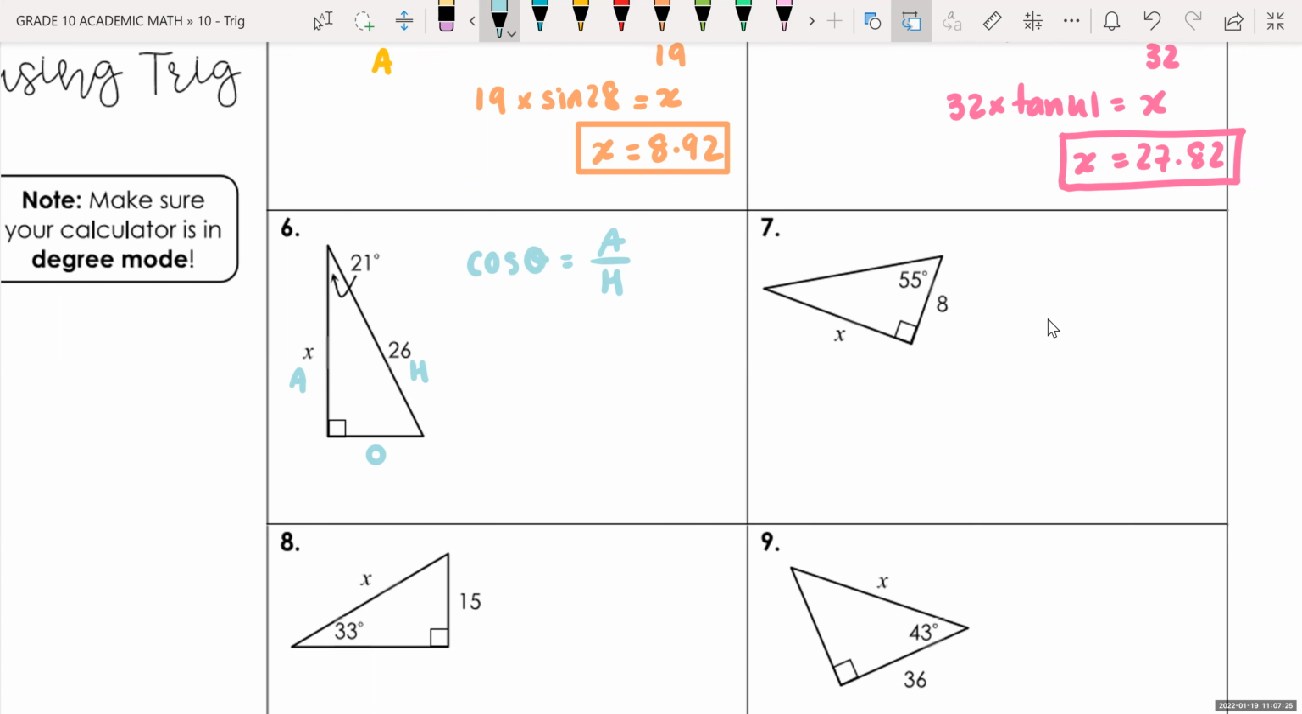Do we know what theta is? So we're going to say cos 21 is equal to what's adjacent? X, good. What's the hypotenuse? 26. Now I know I have to multiply them. I'm just switching them around so my X is on the left side, but it really doesn't matter. You'll still get the same thing if you write it the other way. So X is just going to be equal to cos 21 times 26. Tell me what you guys get when you round your answer to 2 decimal places. This is what I ended up getting. Let me know if you guys have a matching number.